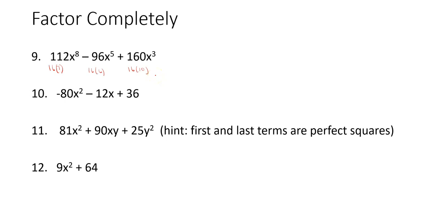The other thing is, look at my powers of x. I've got x to the 8th, x to the 5th, x to the 3rd, so they all have at least an x to the 3rd. So let's pull out a 16 and an x to the 3rd. Right, when I do that, I'm left with a 7x to the 5th minus, well, we said 16 times 6 is 96, so I'm left with a 6x to, if I take 3 from 5, a 2. And then the last one will be plus 10, and that's it.